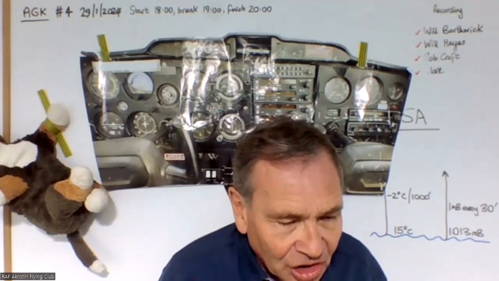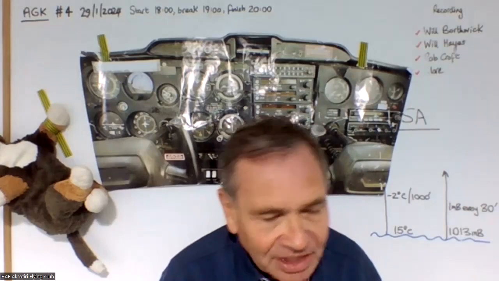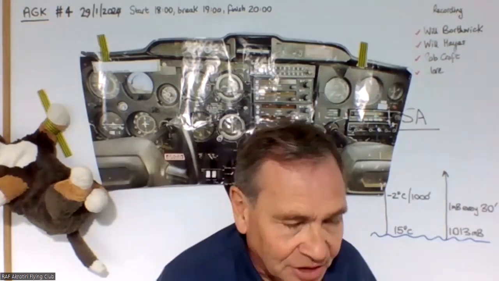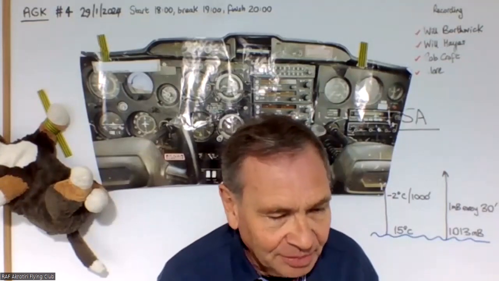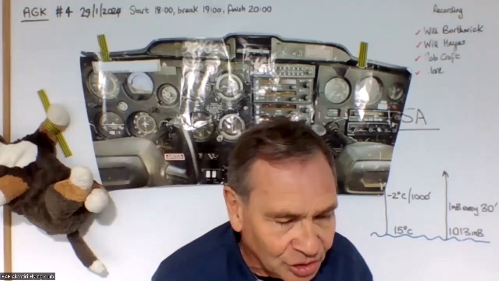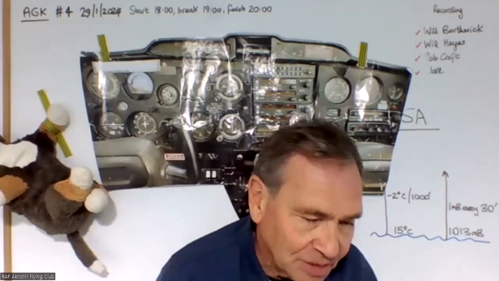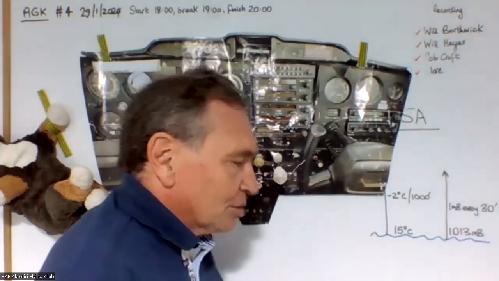these instruments are driven by, some of them are driven by the vacuum system, some of them are driven by the electrical system. So we've talked about the electrical system. We're going to start by talking about the vacuum system, and then I'm going to move on and talk about some of the other instruments, and then we'll talk about the pressure-based instruments. So we'll talk about the airspeed indicator, altimeter, and vertical speed indicator.